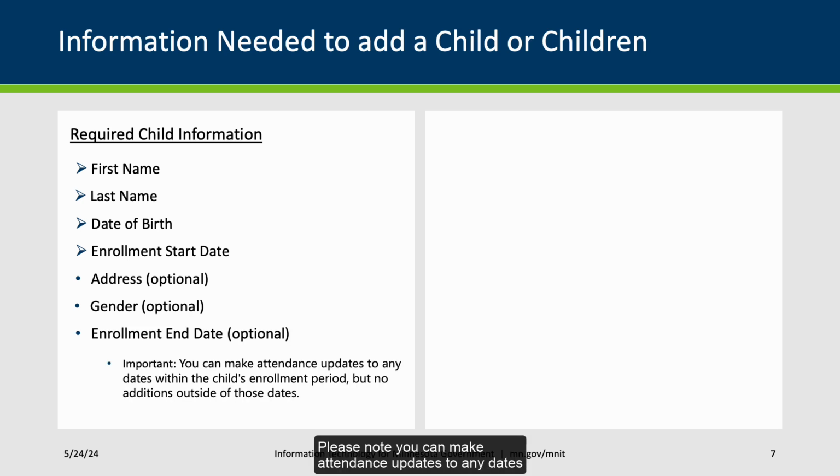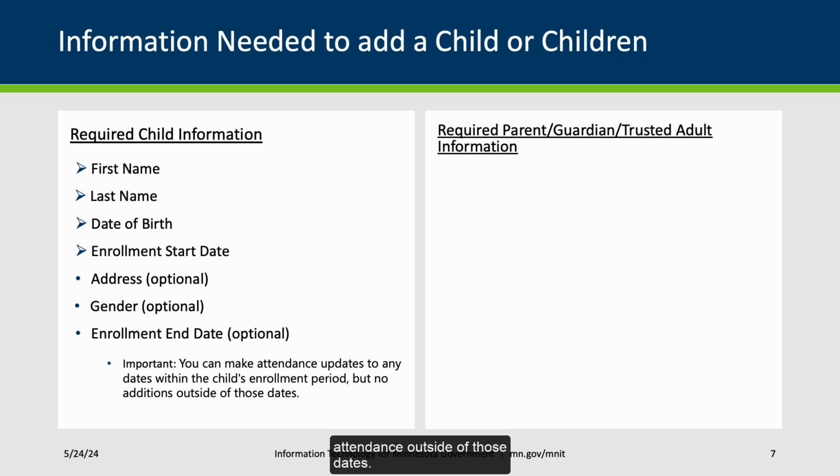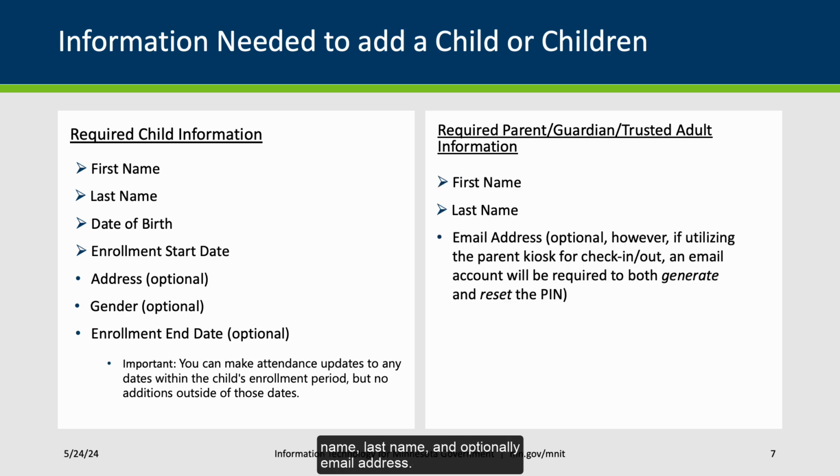Please note you can make attendance updates to any dates within the child's enrollment period, but no additional attendance outside of those dates. For adults associated with a given child, you'll need first name, last name, and optionally email address. This is to utilize the parent kiosk for check-in and check-out. This email account will be required to both generate and reset the PIN. Also, address and phone number are optional for adults.